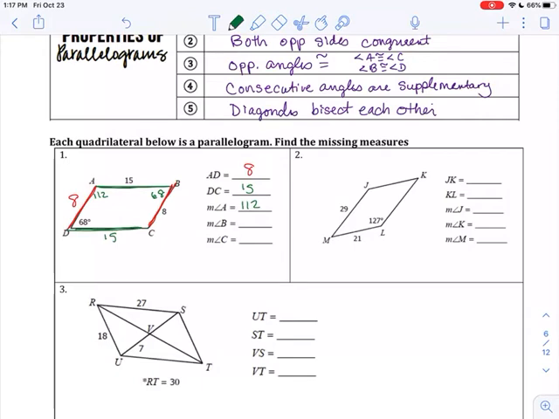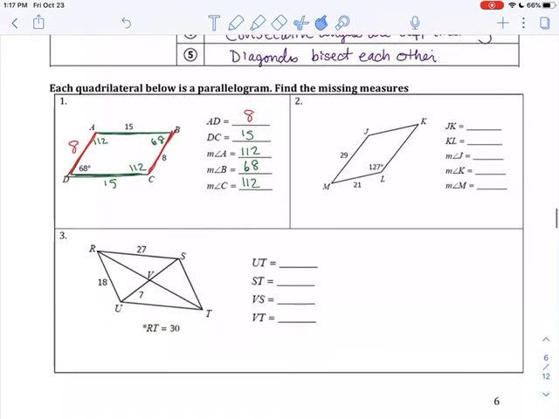Angle B is 68 because opposite angles are congruent. Angle B and angle D are congruent to each other. Also, A and B are supplementary. They add up to 180. And then let me write that in. Angle B is 68. And then angle C is whatever angle A is because opposite angles are congruent, or it's supplementary with angle B.